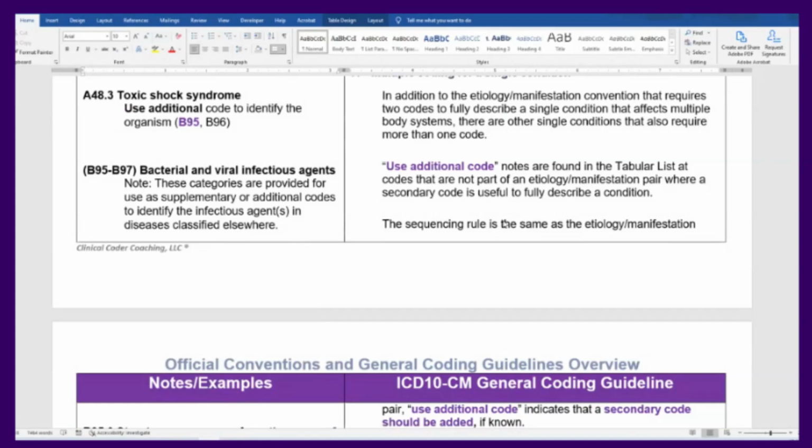And again, this was actually noted in our conventions as well, that we could see these notes. It's not necessarily a manifestation etiology combination, but the use additional code note is there to provide sequencing and for you to also look and see if there's another code that would be helpful to fully describe a condition. The sequencing rule is the same as the etiology manifestation. Use additional code note indicates that a secondary code should be added if known.